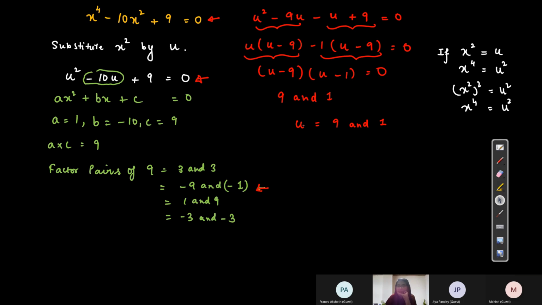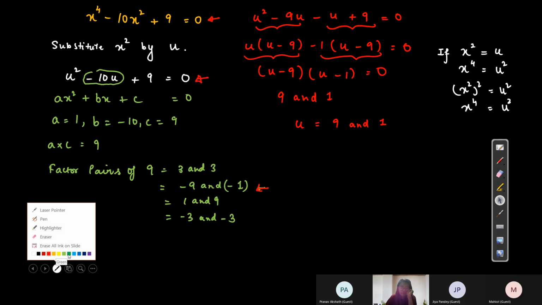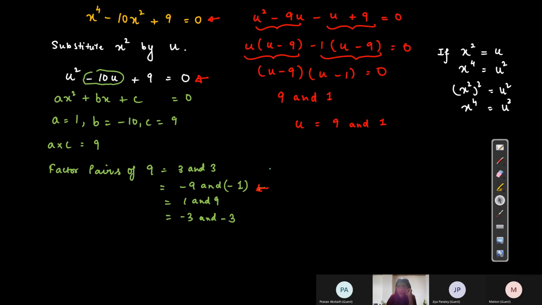Okay, so we have solved for the variable u, but we want to find out the values for x. So what was u? u was x squared. u was equal to x squared. And for u, I am getting 9. So 9 equals x squared. And also I am getting 1. So 1 equals x squared.